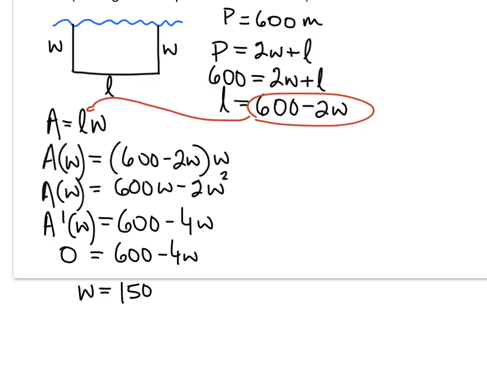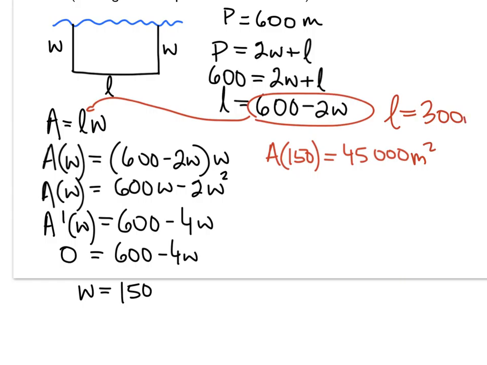Once we have that, we can figure out what our maximum area is by substituting 150, and it's going to be 45,000. And now we can also find our length: substitute 150 into the width and we get 300 meters. And the area is going to be in meters squared.